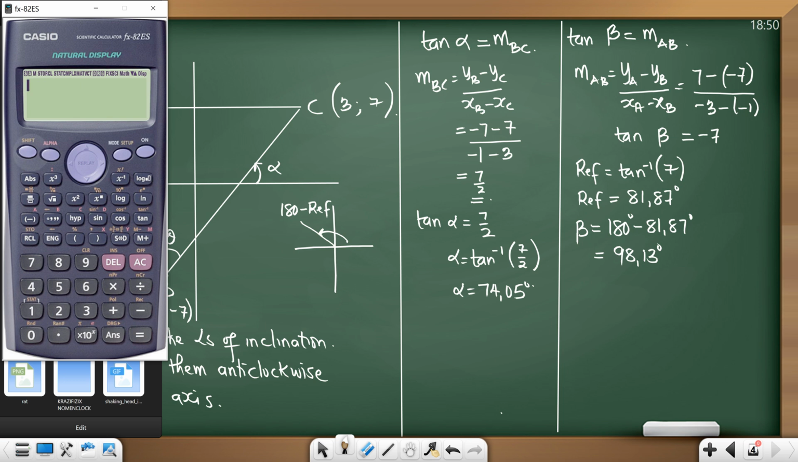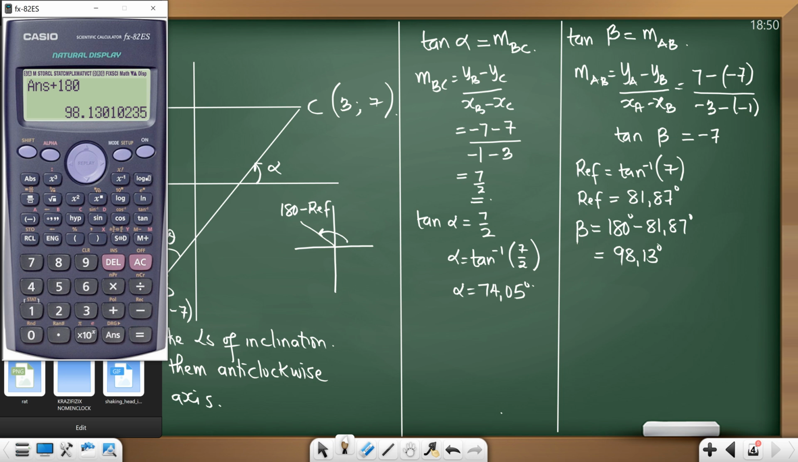Shift tan, sorry. That will not be the correct answer. Check. To give me what? That. Do you see that? I'll have to say plus 180. 98,13.